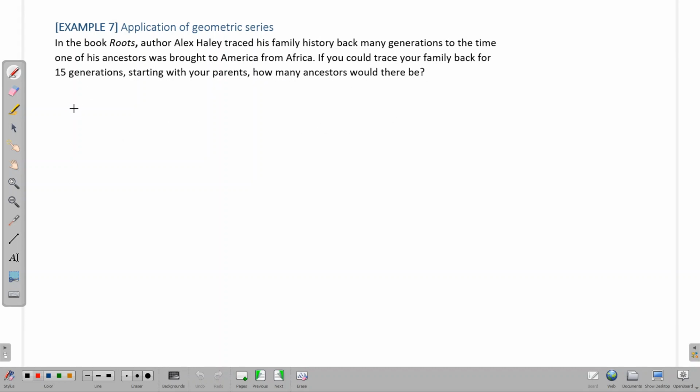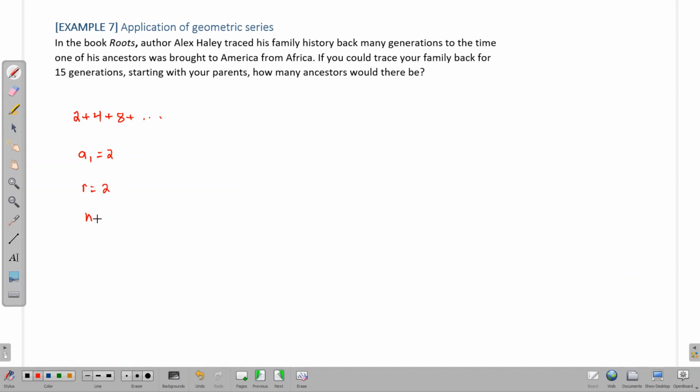So we've got ancestors. Let's just start writing out the sequence of them. So you start with your parents. You got 2 parents. Then we're going to add to that your grandparents. Well, each of your parents have 2 parents, so that means you have 4 grandparents. Then your great-grandparents, you're going to end up with 8 of those. So we can see what's happening here. It's doubling each time. So that means A1, your first set of ancestors, would just be 2, and R, the common ratio, is also 2.